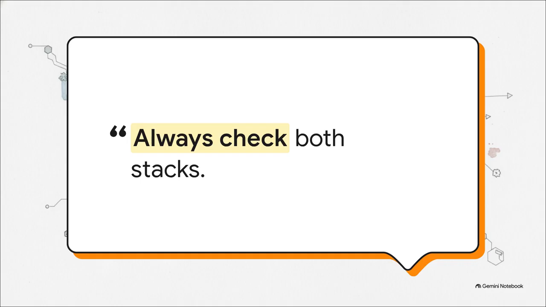In a dual stack environment, never, ever assume that just because an application is working flawlessly on IPv4, that the IPv6 configuration is identical. The routing, the firewall rules, the DNS records, they can, and honestly they often do, differ wildly between the 2 protocols. You always have to verify them independently.